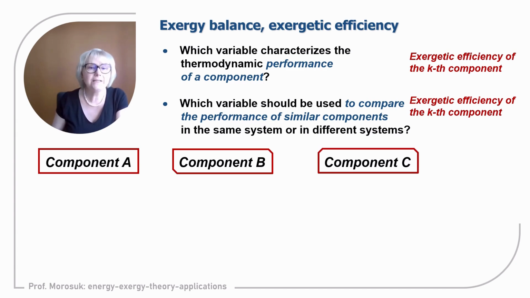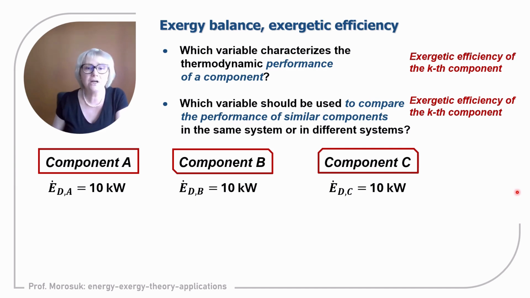Now, an example. Let's assume that we have three components within the system: component A, component B, component C. I especially use different shapes for these blocks to demonstrate that these components are different. According to exergy analysis, we applied exergetic balances properly, and we found that exergy destruction within each of these components is absolutely the same. Exergy destruction within component A is 10 kilowatts, within component B 10 kilowatts, and within component C also 10 kilowatts. How to proceed with improving the system? Which component should be improved?